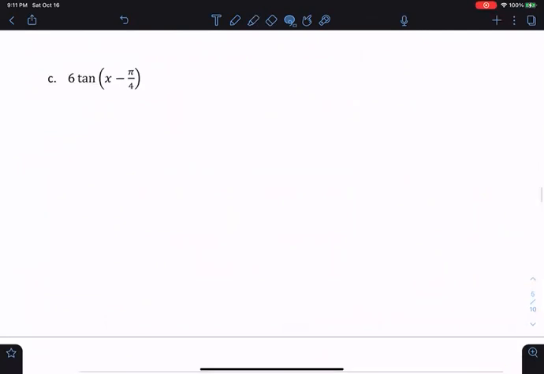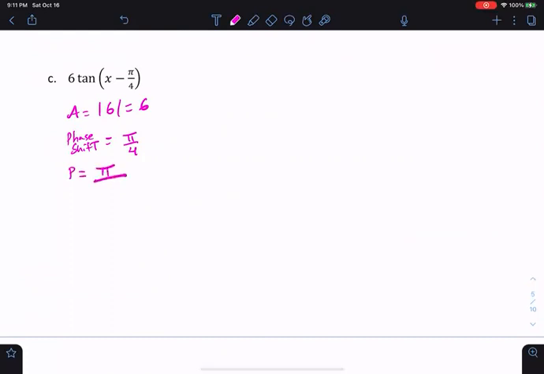Okay, this one is tangent of x minus pi over 4. So, well, this is already set up for me, right? So the only thing I need to find out is the amplitude, which is going to be a vertical stretch, right? So this is 6, and the phase shift is going to be just pi over 4 units to the right. And what else do I need to find out? I need to find out the period. The period for tangent is pi, not 2 pi, pi over 1 in this case, or just pi. So that's the period. And then what else do I need to find out?